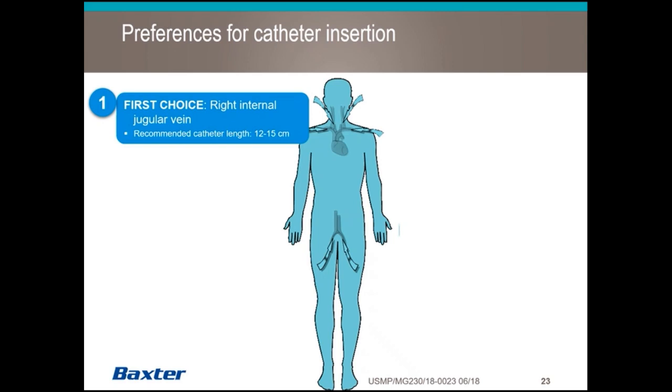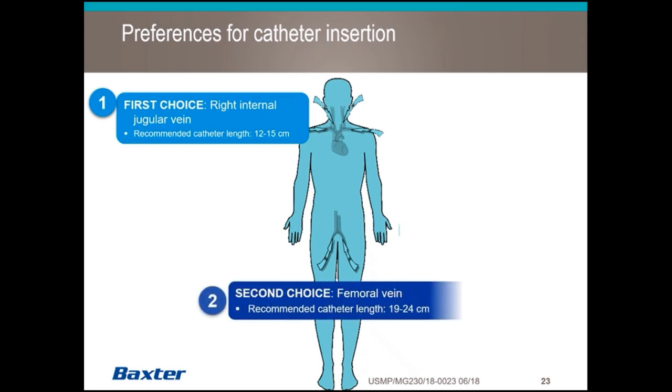So as a second choice, if the right IJ is not available, the KDIGO guidelines recommend the femoral vein with a recommended catheter length of 19 to 24 centimeters. This is often an issue with many implementations that are done for CRRT because many facilities do not carry 24 centimeter or longer catheters in their stock, and they have 19 centimeters or less. Although the 19 centimeter catheter is appropriate for many femoral patients, patients with long torsos or extremely tall patients may definitely need the longer length femoral vein to be effective for therapy.